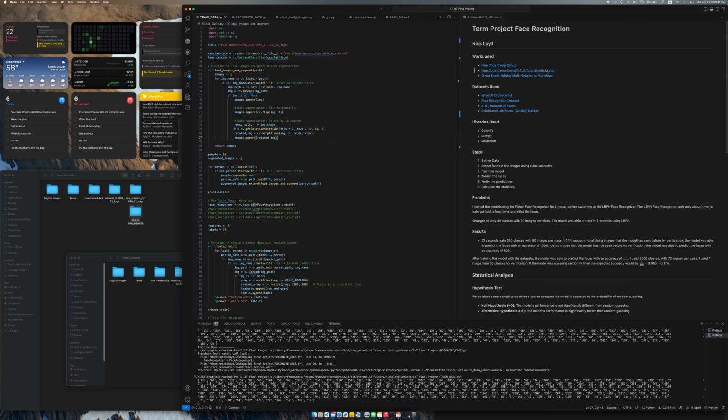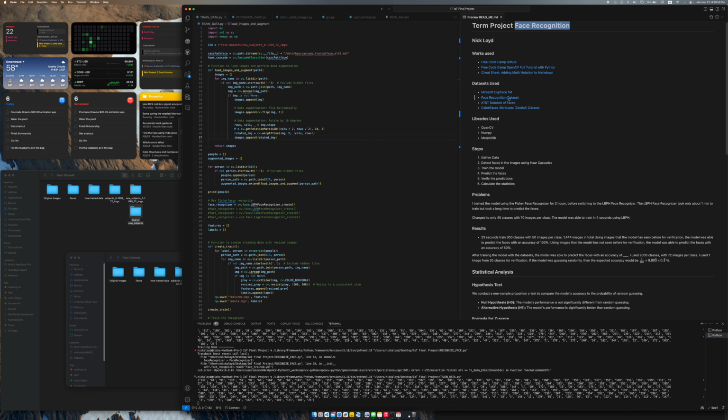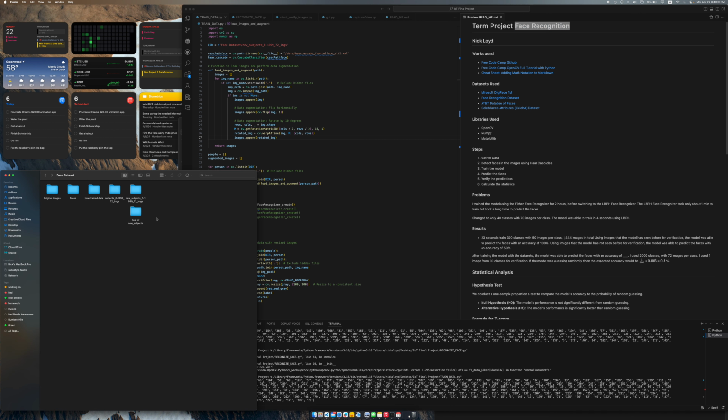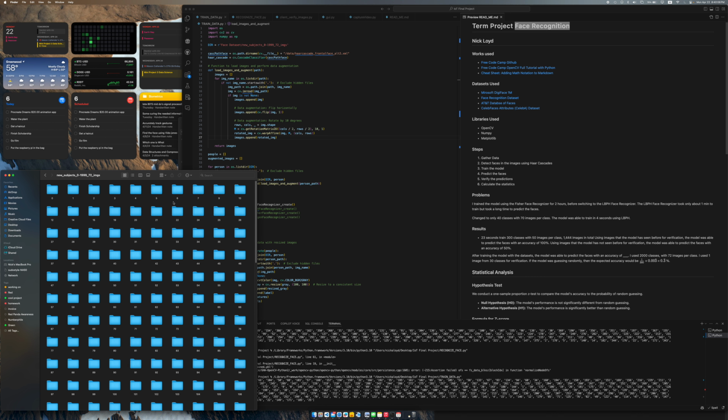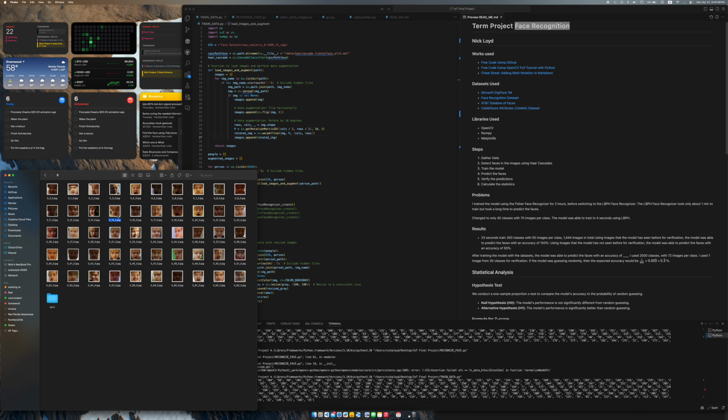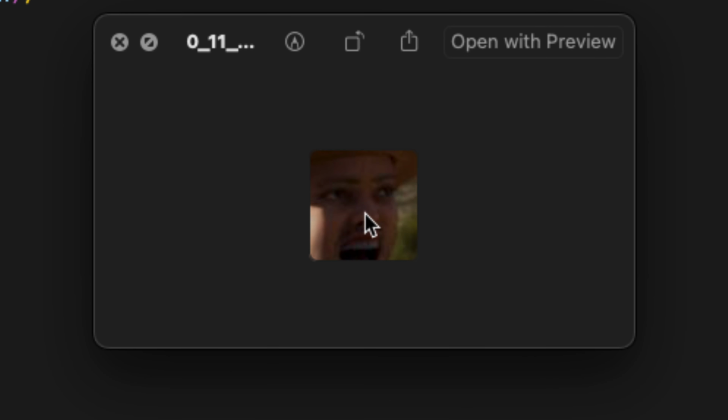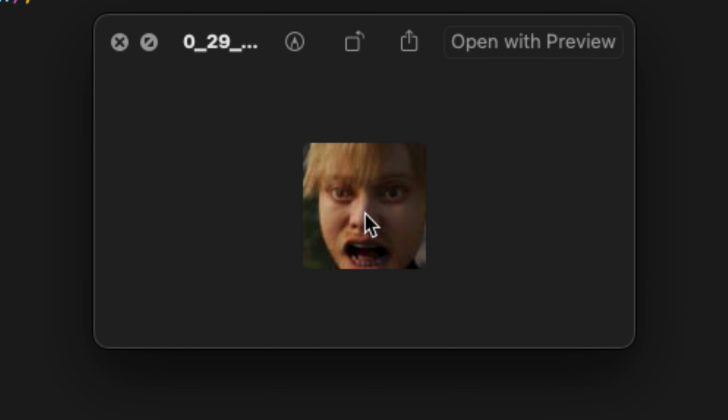Okay, so this is the final project. This is for facial recognition. I used a tutorial from OpenCV. I used the Microsoft DigiFace 1 million dataset. These faces look kind of weird, but it ended up working. So these are kind of what the faces look like, just AI generated images.